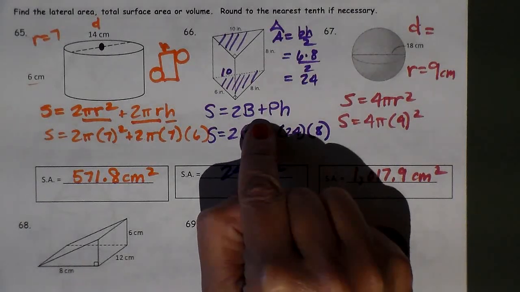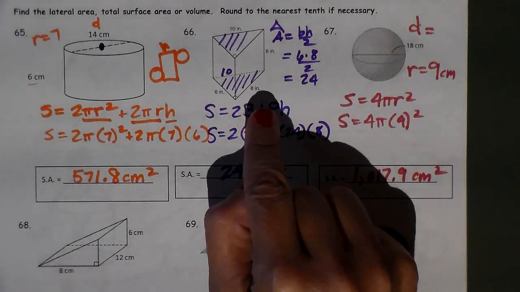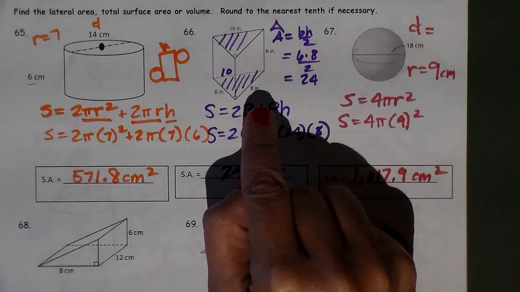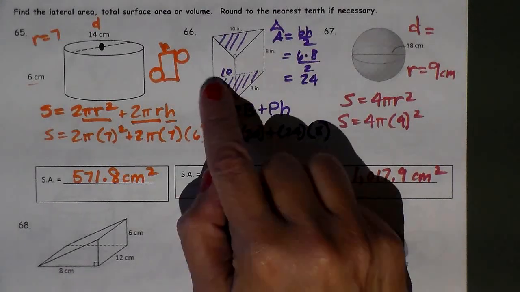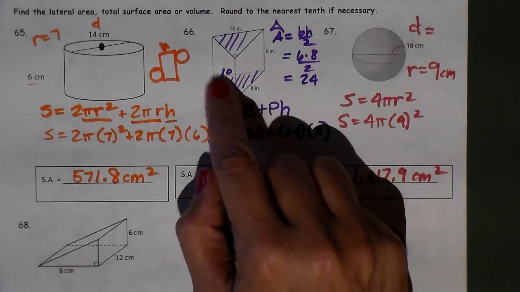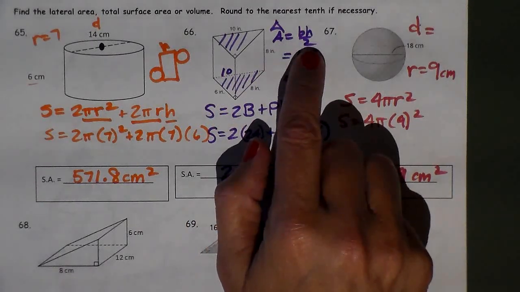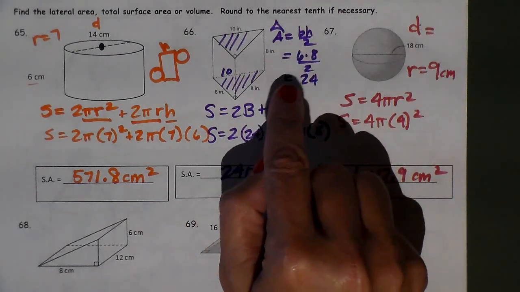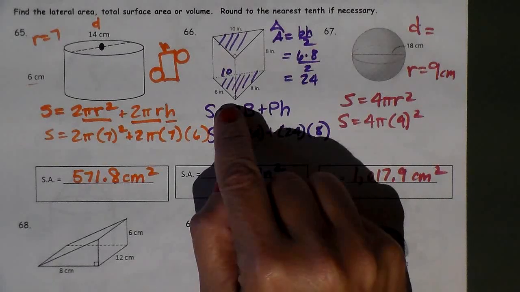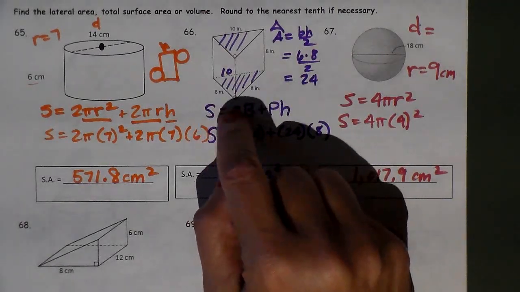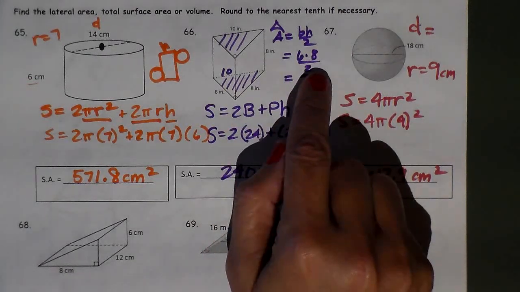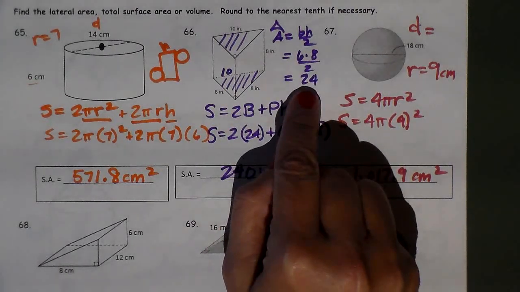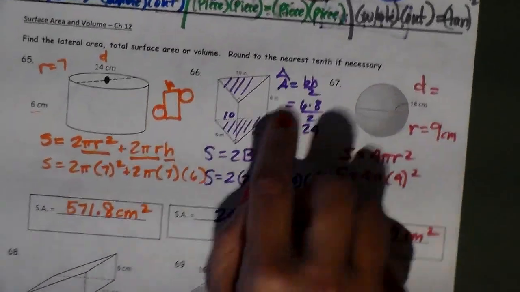Okay? Plus the perimeter of the base. Now, B is the area of the base, the area of that triangle. Well, this happens to be a right triangle, and so the area of a triangle is base times height divided by 2. So I took the base of my triangle, which is 8, times your height, which is 6, because that's where the right angle is, divided by 2, and so the area of one of those triangles is 24.